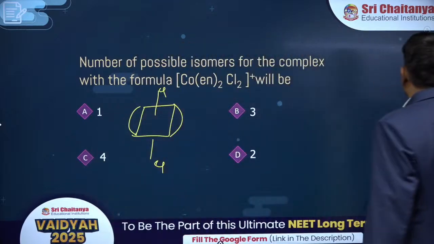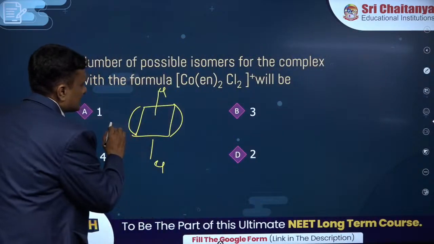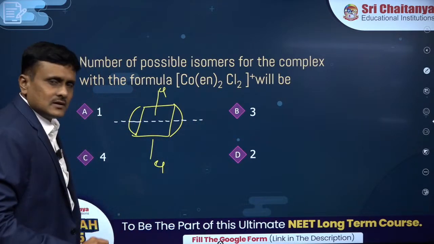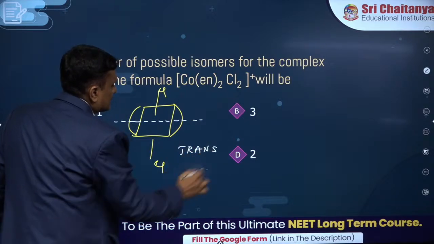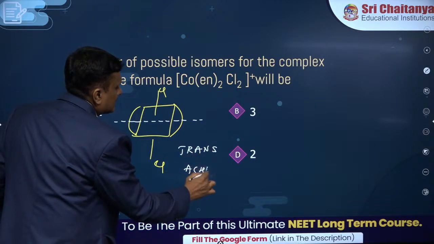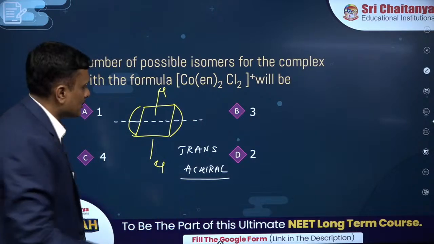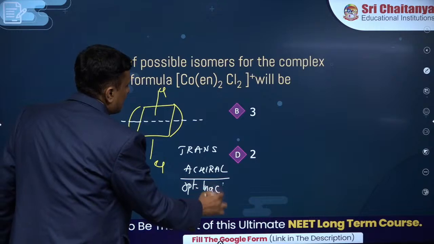Since this compound has a plane of symmetry, you can cut this molecule into two identical halves. This isomer, which is trans, does not have any chirality. It is achiral. It is not optically active. It is optically inactive. Good, brilliant.